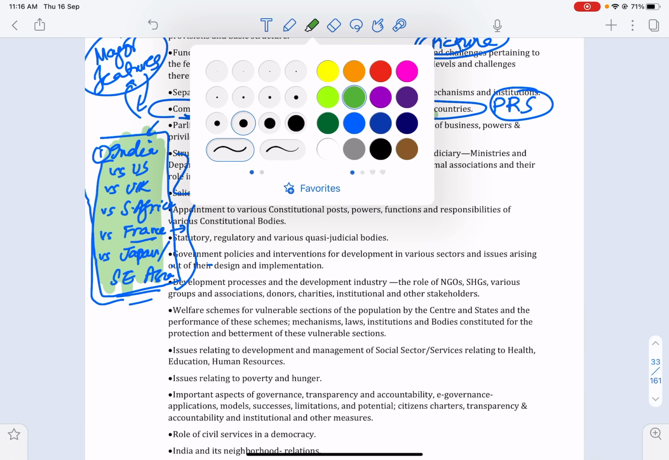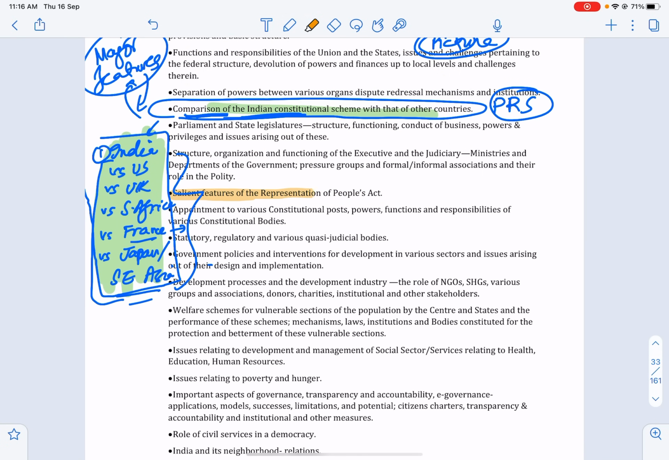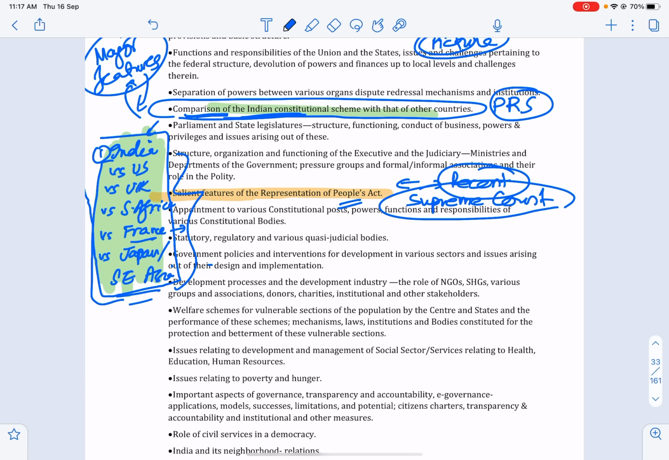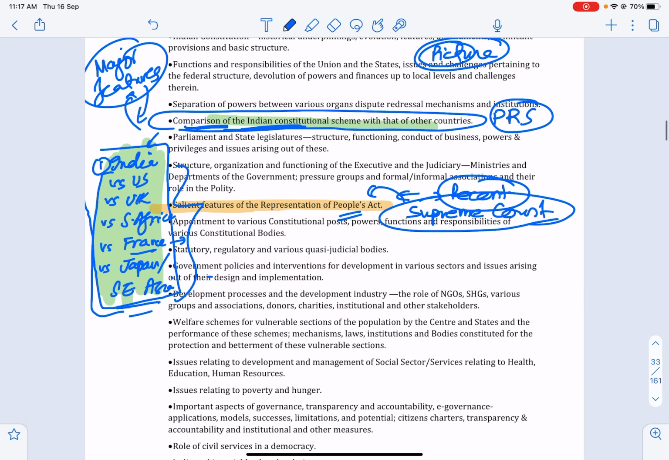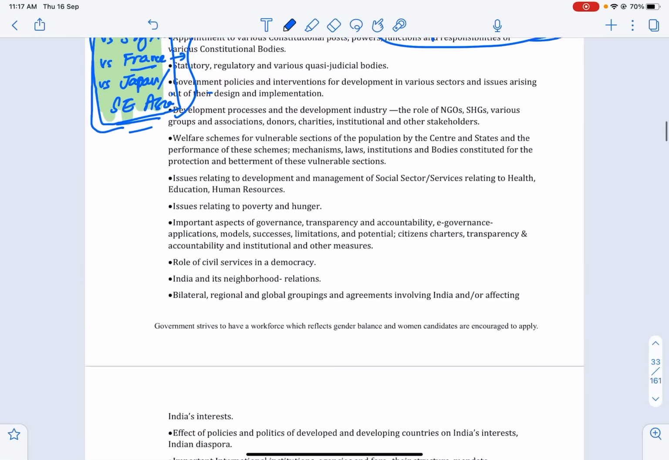Topics like these are very simple. For example, salient features of representation of People's Act, because it is simply asking you to study the main features of representation of People's Act, because you can find easily this online anywhere. But what you need to do further is see if there is any recent news about any controversies when it comes to representation of People's Act, or if the Parliament is planning to change it, or if there is any Supreme Court case going on in this particular issue, or there is any major Supreme Court case that has happened in this. This is how you should basically understand the syllabus of UPSC and study it.